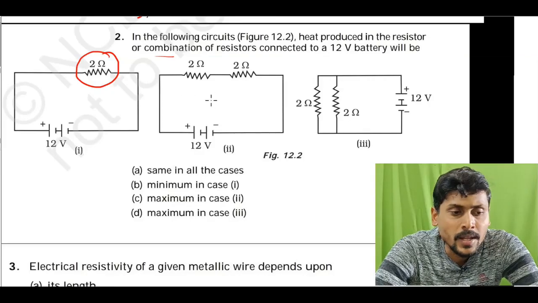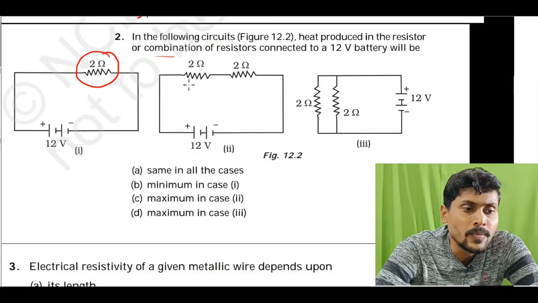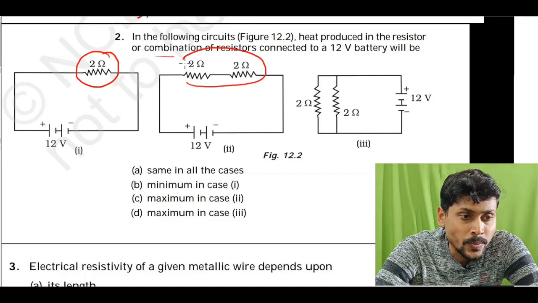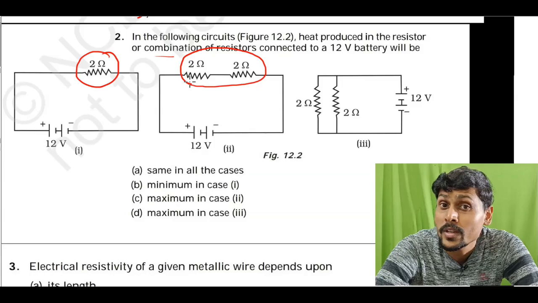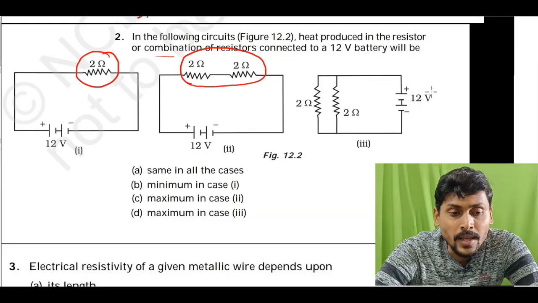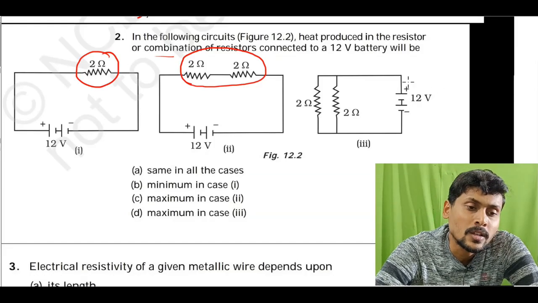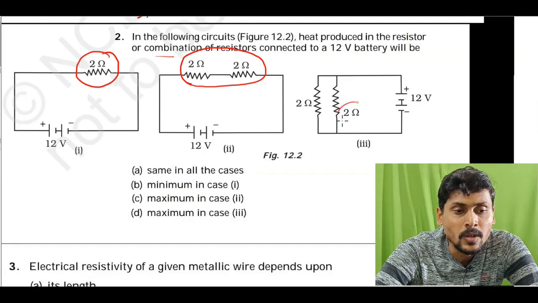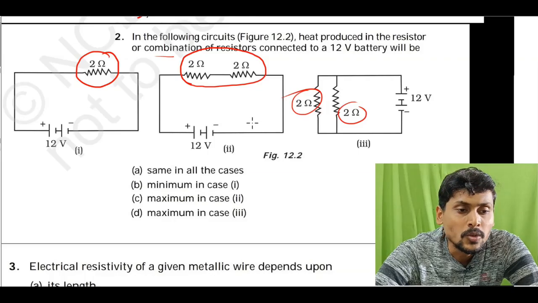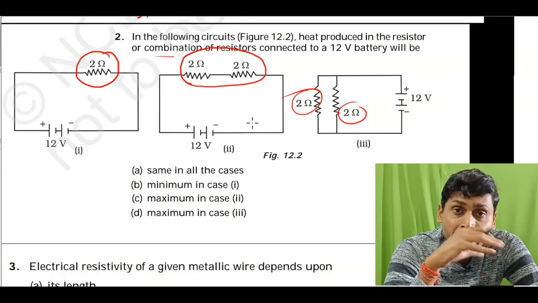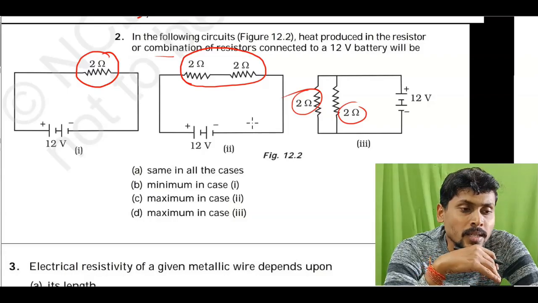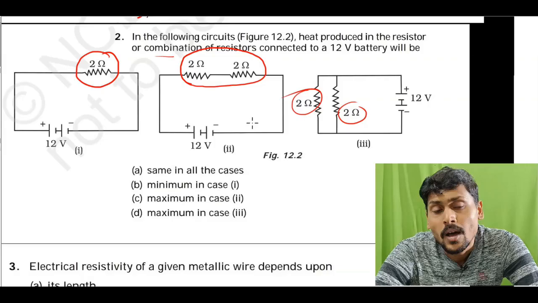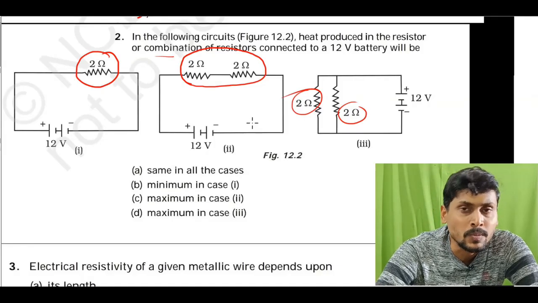In the second diagram again we have a 12-volt battery and that is connected to 2 resistors, each of resistance 2 ohm, and they are joined in series. In the third diagram you have a 12-volt battery. It is connected to the parallel combination of 2 resistors having 2 ohm resistances. So we have to calculate heat produced in all these three circuits, and then we have to compare them. In which circuit the heat produced is maximum, in which circuit the heat produced is minimum.